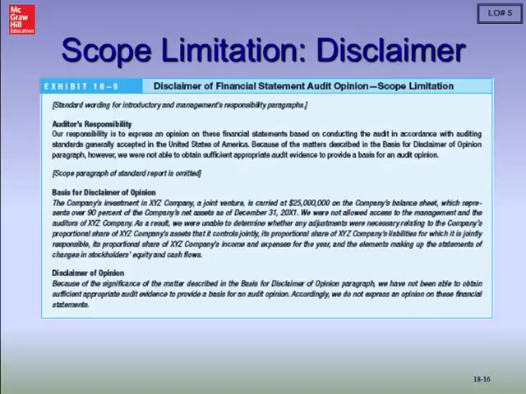In the disclaimer of the opinion, because of the significance of the matter described in the basis for the disclaimer of the opinion paragraph, we have not been able to obtain sufficient appropriate evidence to provide a basis for an audit opinion. Therefore, we do not express an audit opinion.